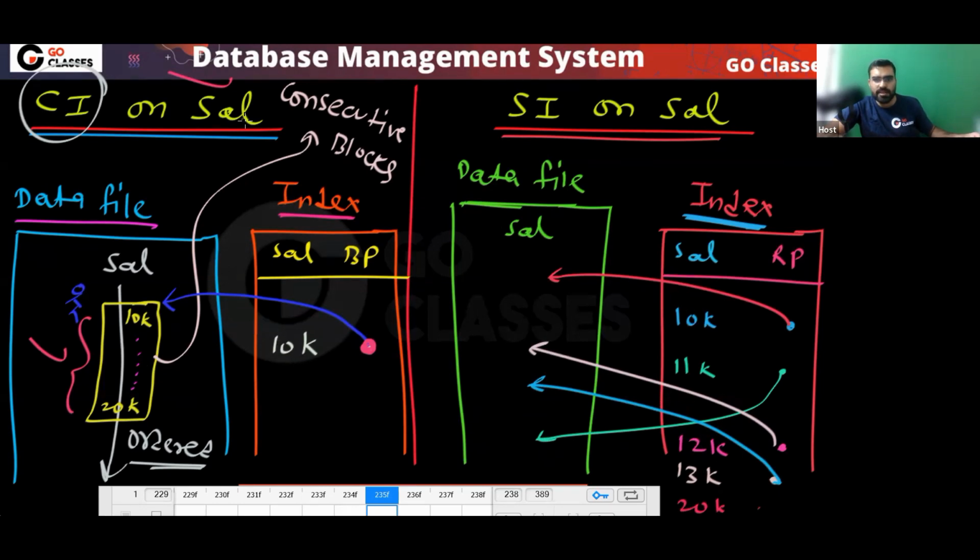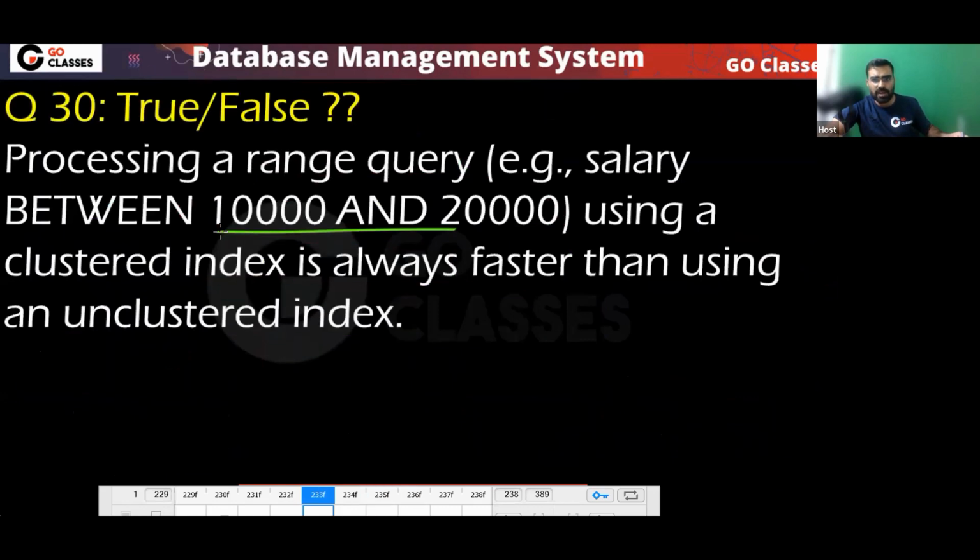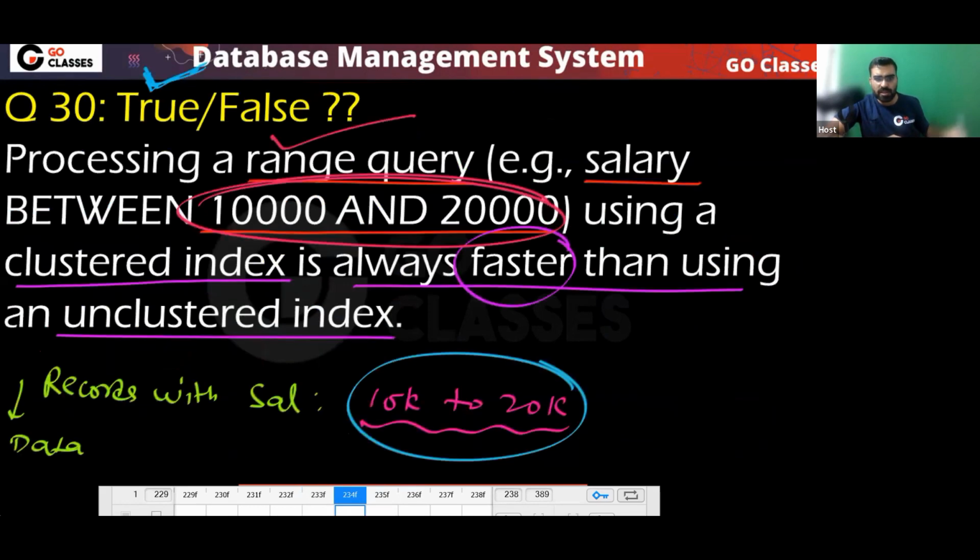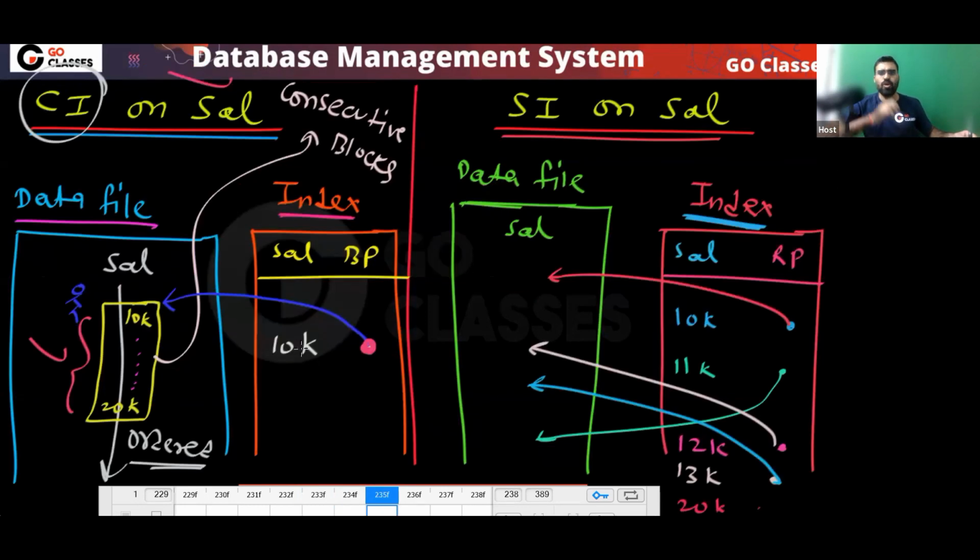Clustering index on salary or secondary index on salary? Which is faster for range queries? For this type of range queries, where we want a range. So for these range queries, this is definitely faster. Okay. You know that the answer is true, but this logic gives you more intuition. Yes or no? Okay, now did you understand this logic?